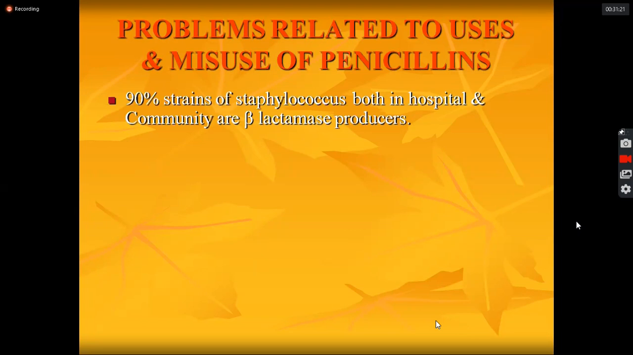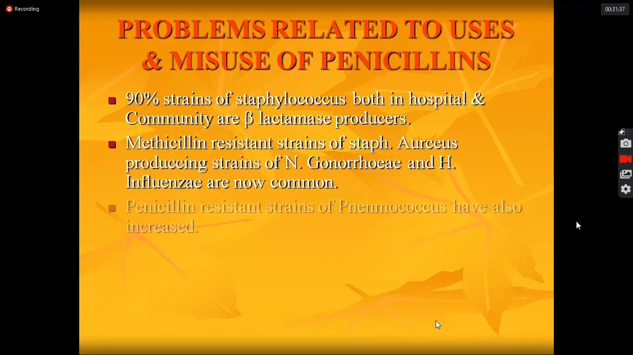So kindly don't prescribe an antibiotic in cases of viral infection. That would be listed as inadvertent use, and it is going to render the species producing a different type of enzyme that would make the patient resistant to the antibiotic when he really needs it in a bacterial infection. Now, methicillin-resistant strains of Staphylococcus aureus, penicillinase-producing strains of Neisseria gonorrhoeae and Haemophilus influenzae are now common.